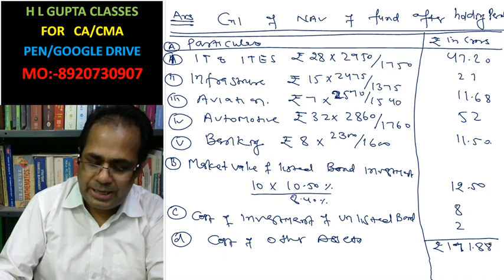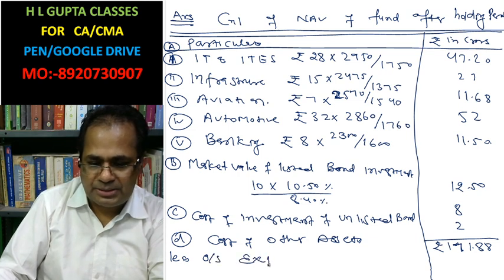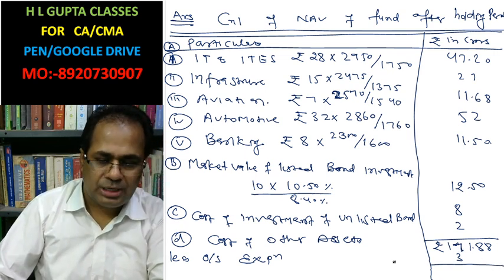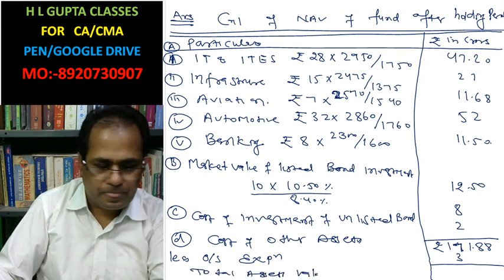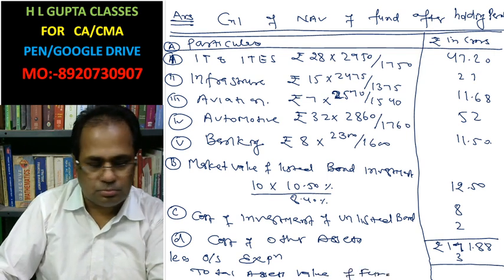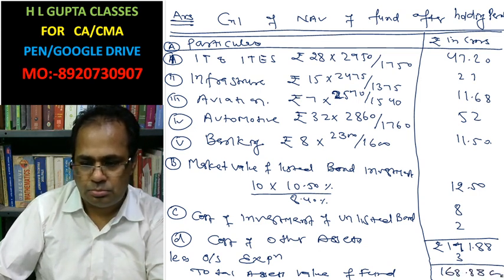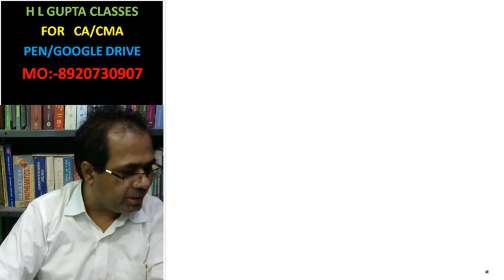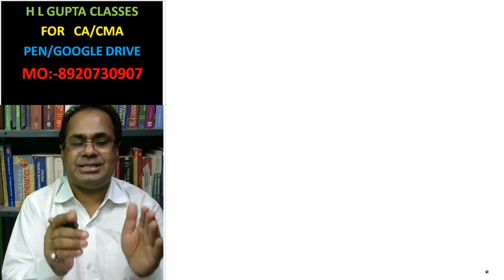Okay. Now total value is 1.178. Less outstanding expenses. This is 3 crore. Net assets value, total assets value. Value of fund is 168.88 crore. Net assets value per unit. What assumption have I taken here? Assume that cash and other assets at the beginning of the period are at the same value. It is assumed that cash and other assets arise after investment.